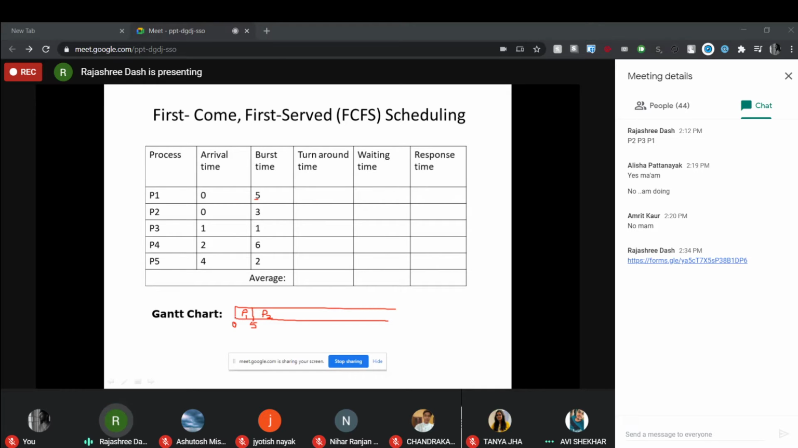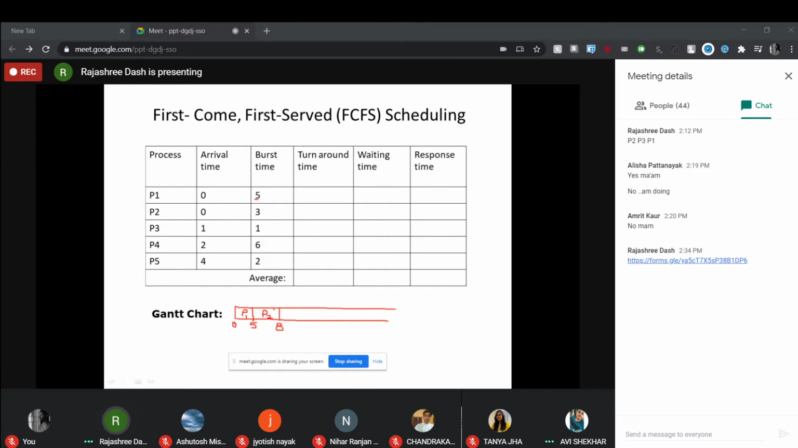While P1 is continuing its execution, because P1 takes 5 milliseconds to complete, by that time P3, P4, P5 have also arrived in the ready queue. Just check, the arrival time for P3 is 1, for P4 is 2, for P5 is 4. So now the next process to start execution is P2. P2 will continue up to 8.